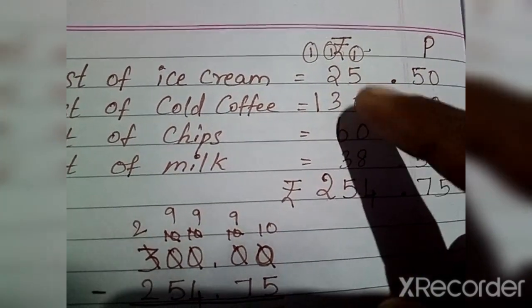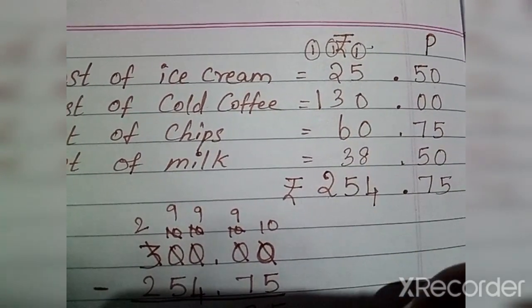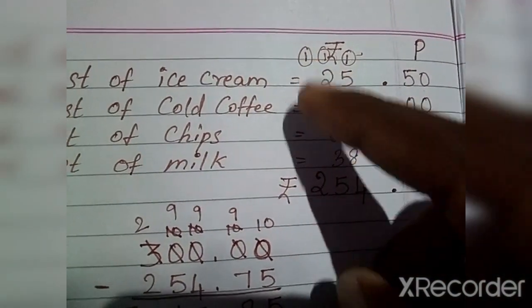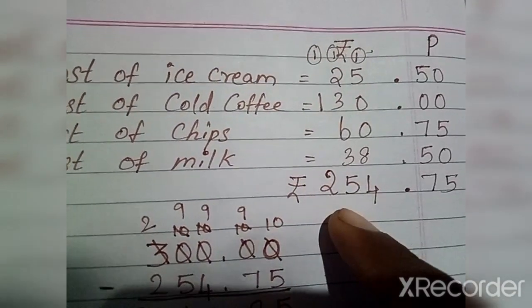2 plus 3 is 5. 5 plus 6 is 11. 11 plus 3, it is 14. 14 plus 1 is 15. Write 5 here and 1 is your carry. 1 plus 1, it is 2.